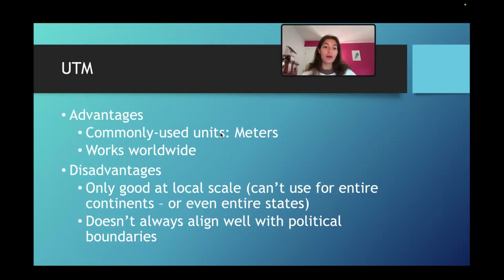So the advantages are that it's a commonly used unit, which is the meter, and it works worldwide. The disadvantages are that it is only useful at a local scale. As you saw in the last slide, it isn't good for continents. It's not even good for entire states. So unless you are looking at a specific area that is smaller than the state scale, UTM isn't going to be as helpful. It also does not align well with political boundaries, which we could also see.